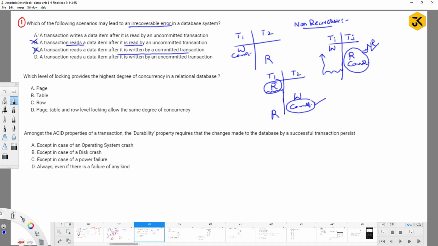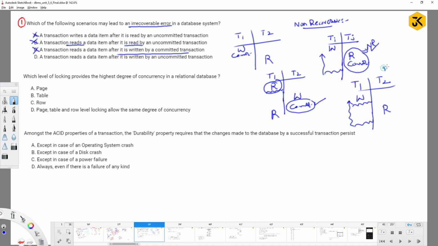But if you take option D, a transaction reads a data item after it is written by an uncommitted transaction, for example T1 and T2: T1 is performing the write operation and T2 is performing the read operation. But here we haven't done any commit operation. Now, if something happens at this point of time, is it going to be a rollback or not? Yes, it is going to be a rollback.